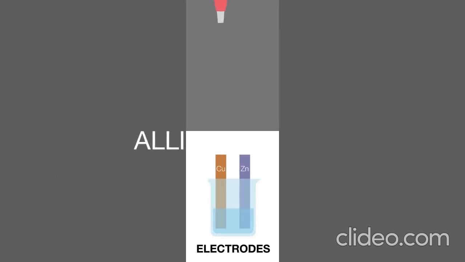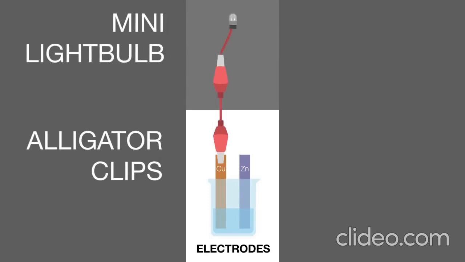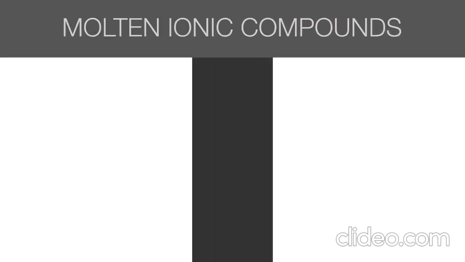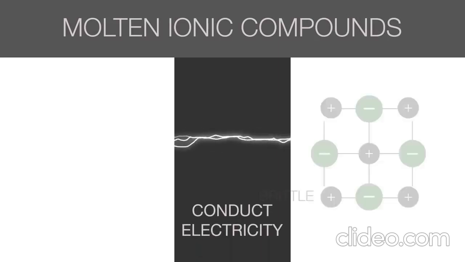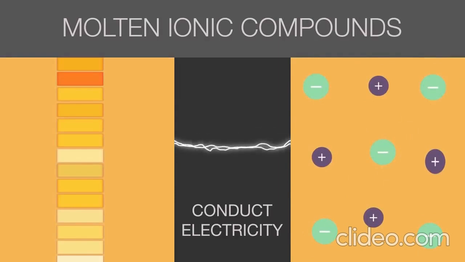Using 2 alligator clips, connect one strip to one end of the mini light bulb and another strip to the other end to complete the circuit. You will see that the light bulb lights up. Hence, this solution conducts electricity. Following on the same idea, molten ionic compounds can also conduct electricity. The lattice structure is broken at high temperatures, and so the ions become free-floating.